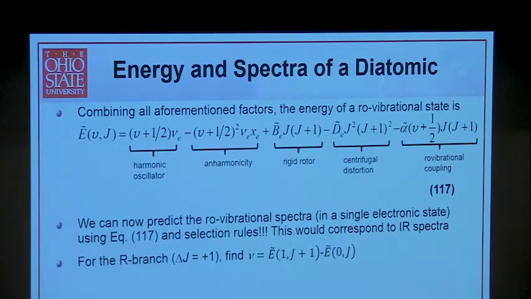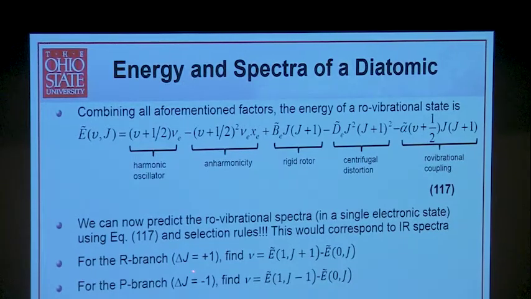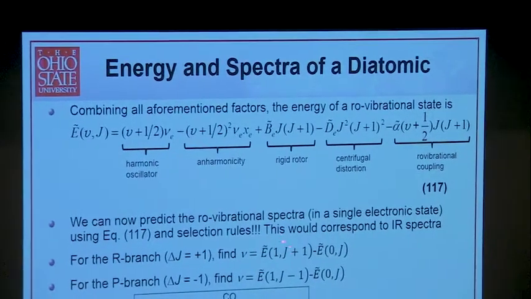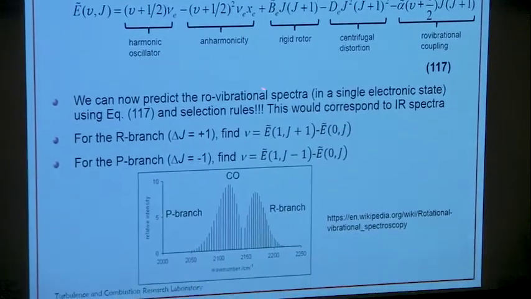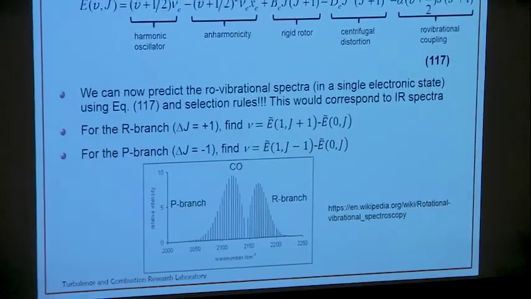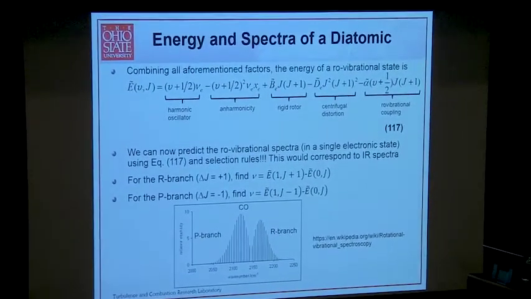Looking at the selection rules, a change of plus one is called the R branch. J minus one is the P branch. If it were a 0, we would have a Q branch. As we get more satellites, which we get for electronic transitions, we'll have S and O branches. But if we use these two and our selection rules, all we have to do is look at this energy difference, E(1, J plus 1) minus E(0, J). All we're doing is substituting our selection rules into here.